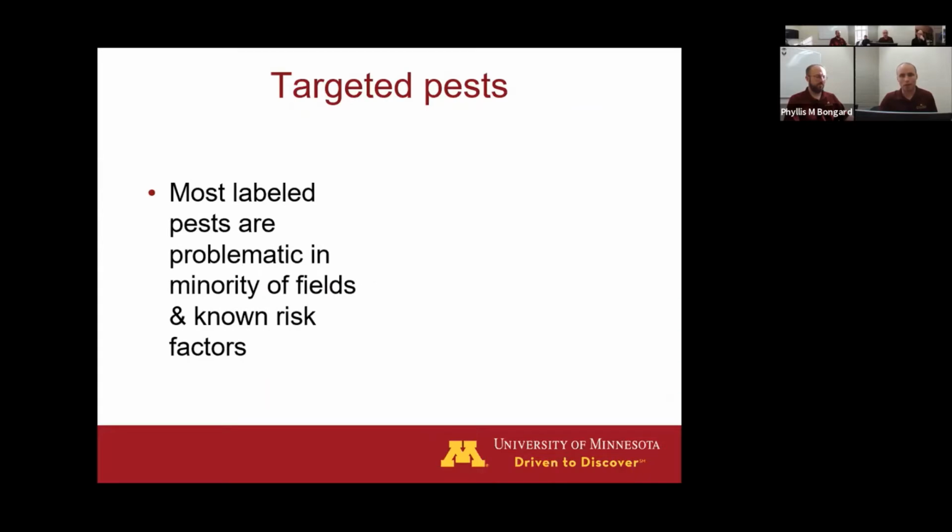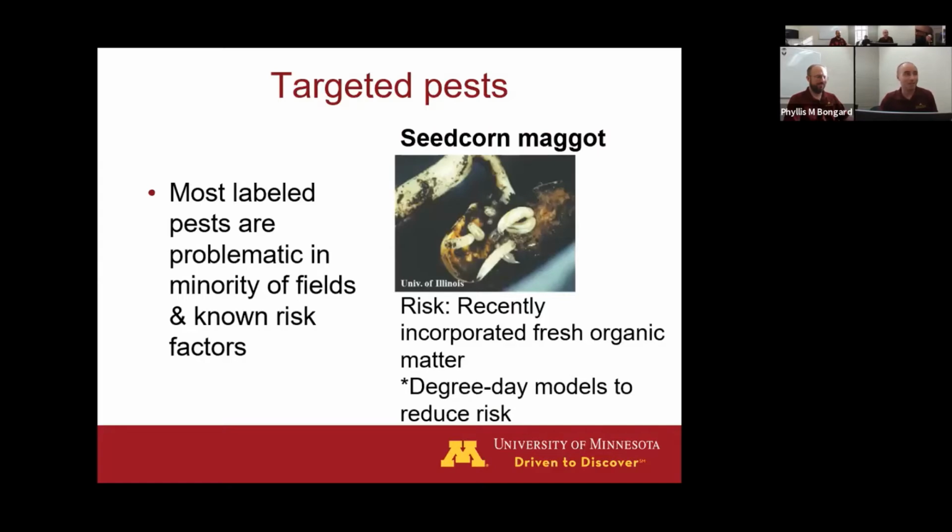And what I want to do now is shift gears a bit and start talking about some of the labeled or targeted pests for these neonicotinoid seed treatments, and just indicate that most of these pests, though they could be devastating if there was an infestation, are problematic only in a minority of fields or portions of fields. And a lot of times for most of these, there are known risk factors, certain things with that field history or production practices that could be increasing the risk for infestation and impacts by these different pests. So the first pest I want to touch on is seed corn maggot.